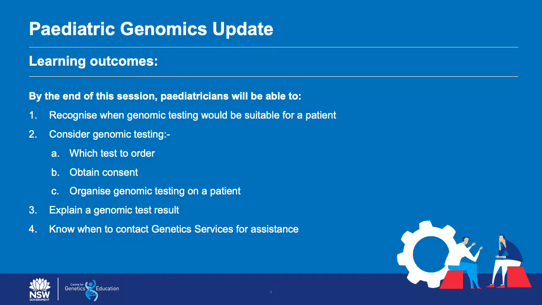We have a number of learning outcomes that we wish to cover in these talks, and by the end of these 4 videos, paediatricians will be able to firstly recognise when genomic testing would be suitable for a patient. Second, consider genomic testing, including which test to order, how to obtain consent, and how to organise genomic testing on a patient. Thirdly, explain a genomic test result. And fourthly, know when to contact genetic services for assistance.